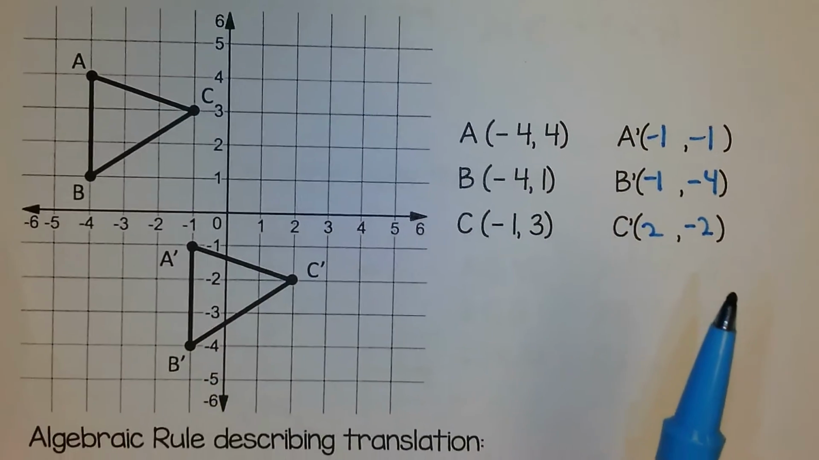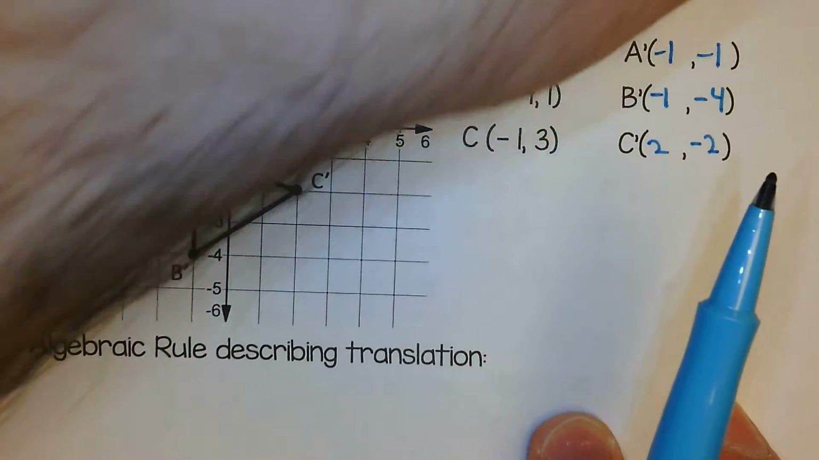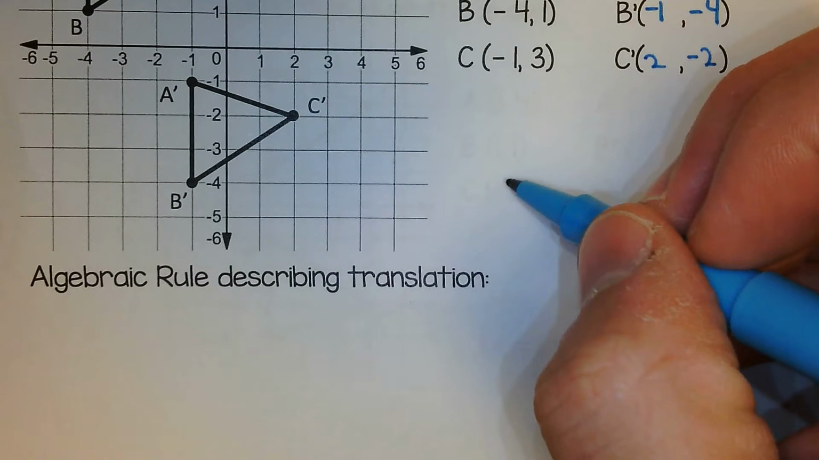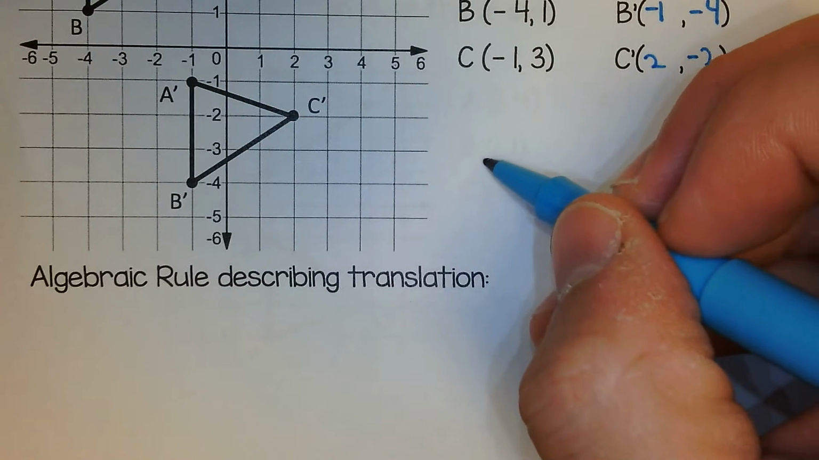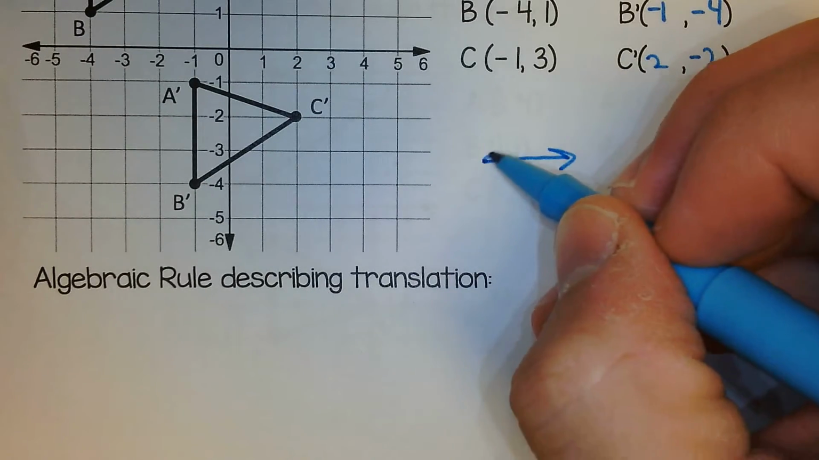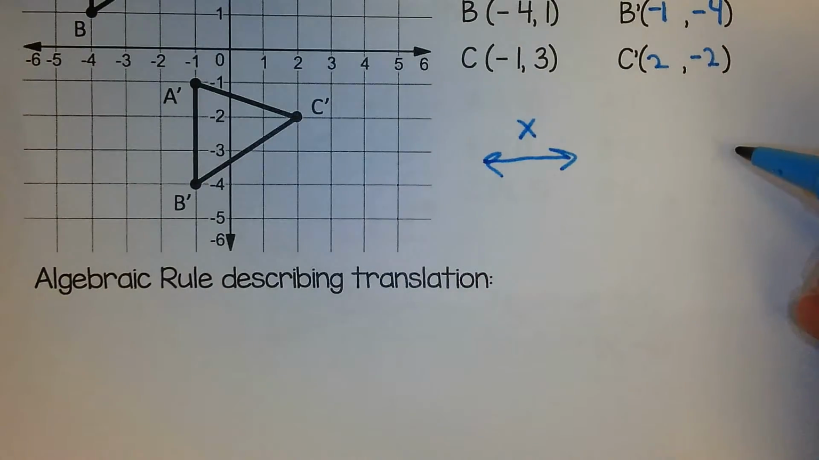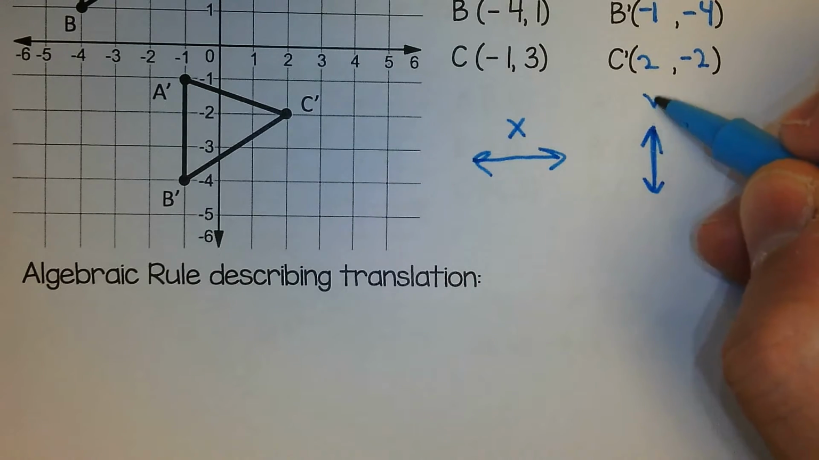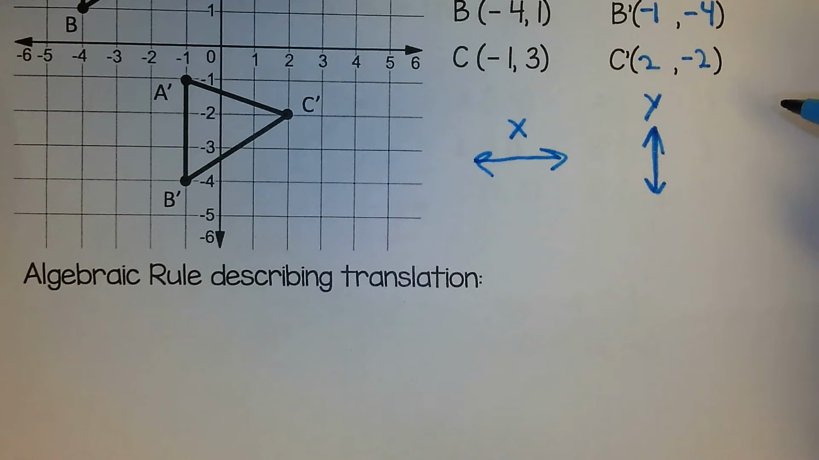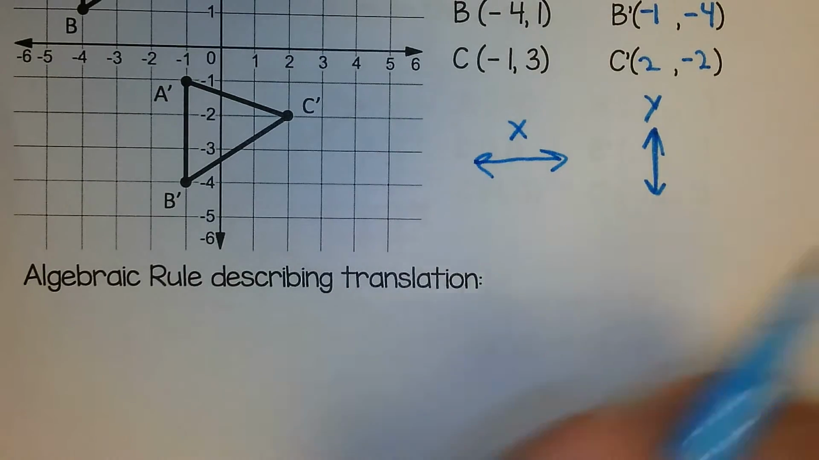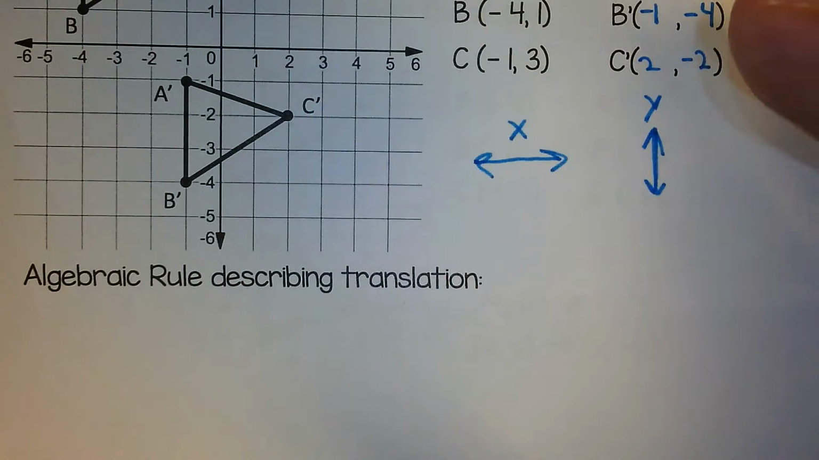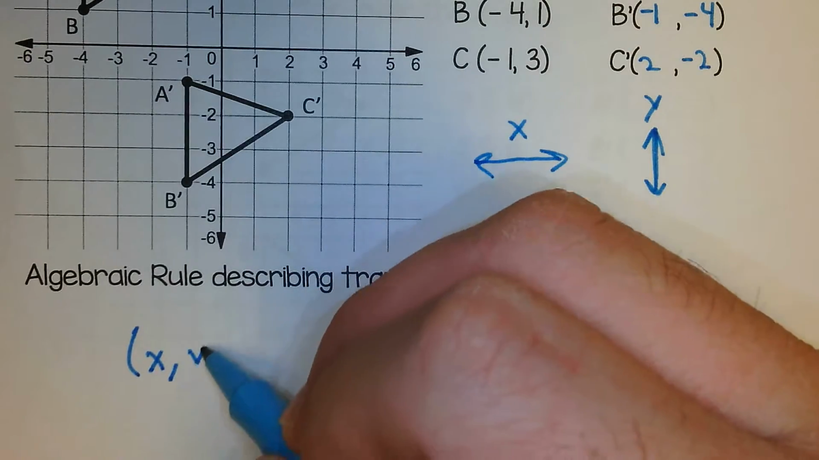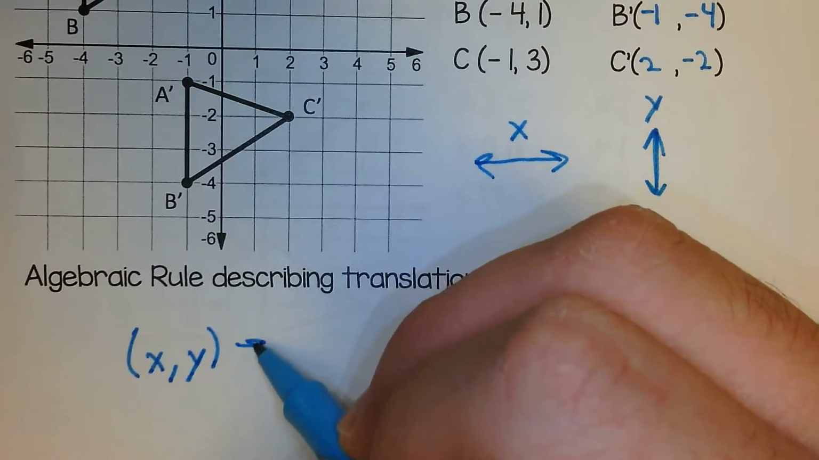Okay, and so when we write the algebraic rule, there's a couple things you need to remember. The x value is always going to be left to right, and the y value is always going to be affected up and down. So whatever direction I move something, right or left, determines if I'm adding or subtracting. If I start at a point (x, y), I'm going to transform it.